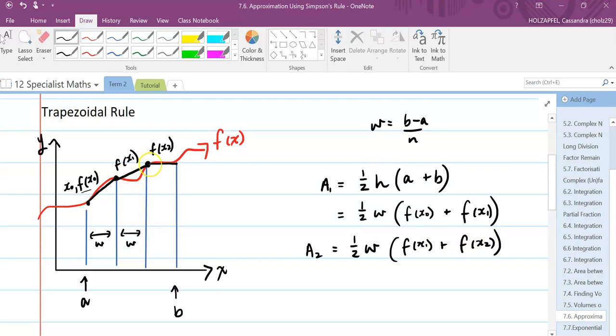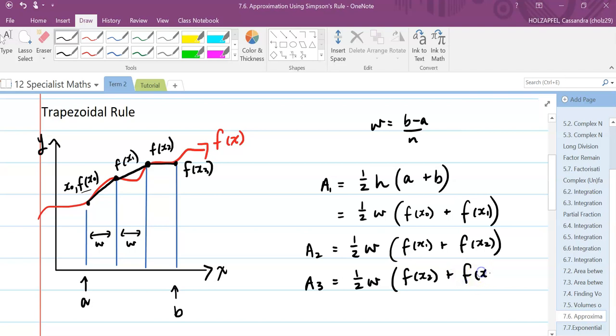Then we want to find the area of our last trapezoid here. This one is still looking pretty rectangular, to be honest with you, but that's all right. So let's go ahead and find the area of our third trapezoid now. That's going to be equal to 1/2 of the width, and this is going to be for f of x2 plus f of x3. So let's write that in there, f of x3.